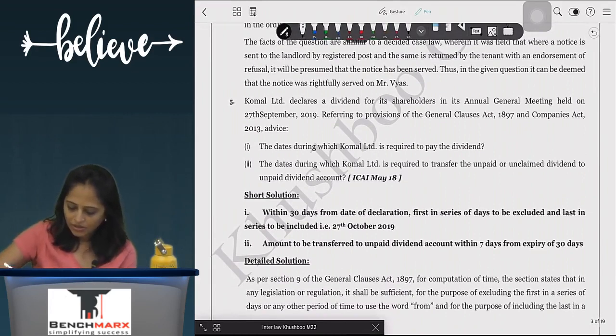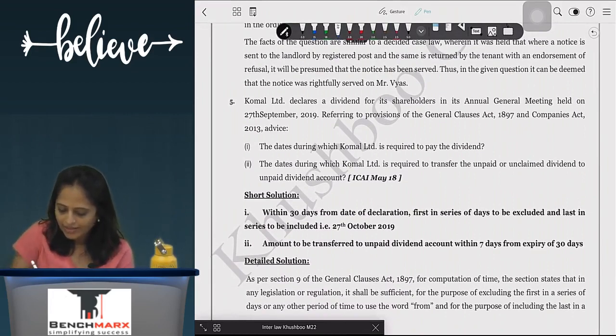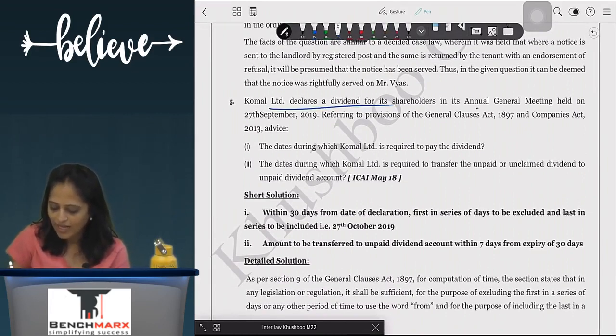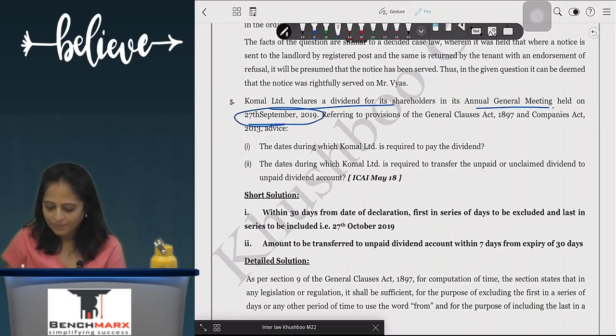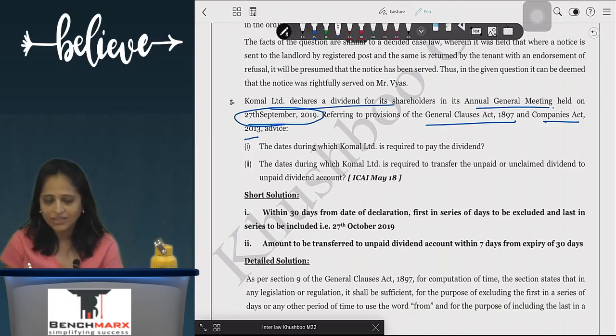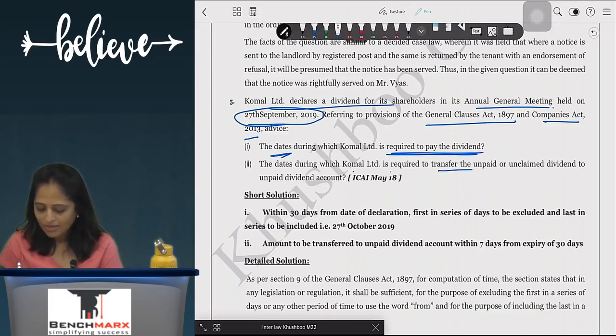Komal Limited declares a dividend for its shareholders in the annual general meeting held on 27 September 2019. Referring to the provisions of General Clauses and Companies Act, advise. This is a question I was mentioning the other day; it is generally asked. Advise the dates during which Komal is required to pay the dividend, within how many days you have to pay. And the dates during which Komal is required to transfer the unpaid or unclaimed dividend to the unpaid dividend account.